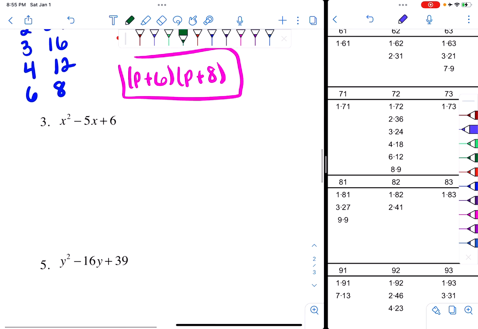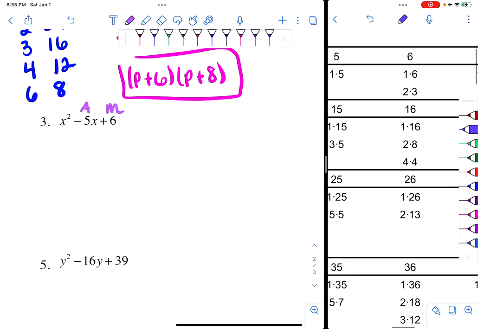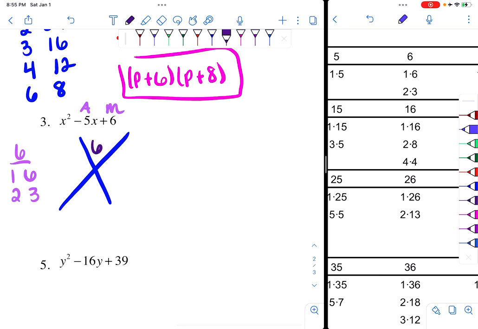Number 3, x squared minus 5x plus 6. I want to add up to negative 5 and multiply to 6. So I go to my factor pairs. The factor pairs for 6 are 1 and 6, and 2 and 3. So I draw my diamond. I want to multiply to 6 and add up to negative 5.